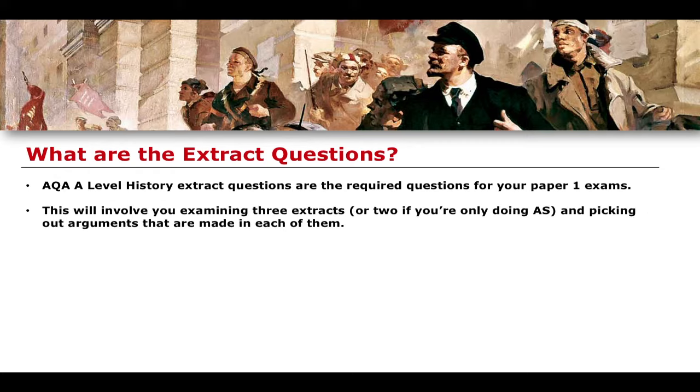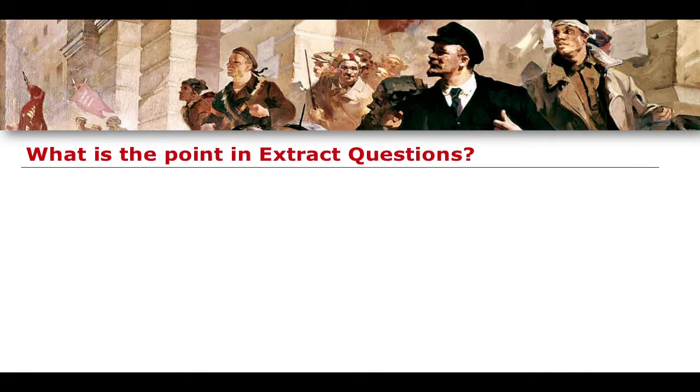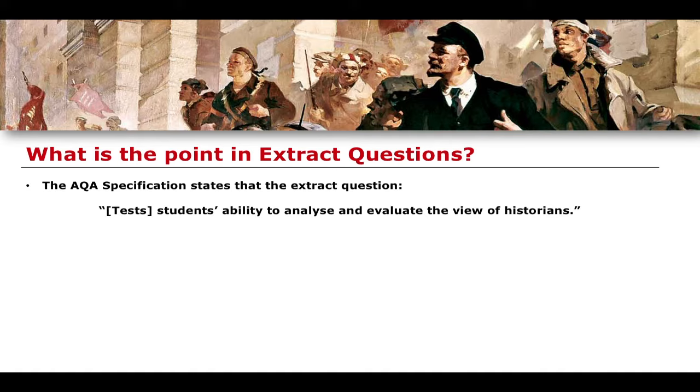Now, what the extract questions are requiring you to do is to examine 3 extracts, or 2 extracts if you are only doing the AS topic, but for the most part, if you're doing A level, it'll be 3 extracts. And you are picking out arguments that are made in each of them. So the extracts themselves are taken from works of historical text. So history books, maybe academic papers that are written by historians. And really the point of the extract question is, as the specification states, to test students' ability to analyze and evaluate the view of historians.